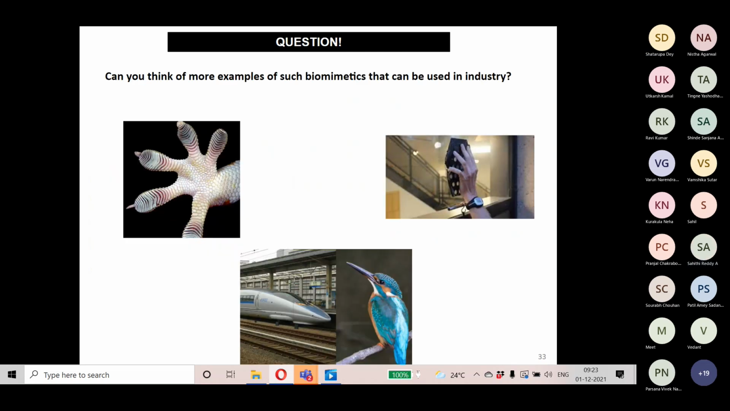So the next is that there are some more examples of biomimicry that can be used in the industry. One is the gecko leg.